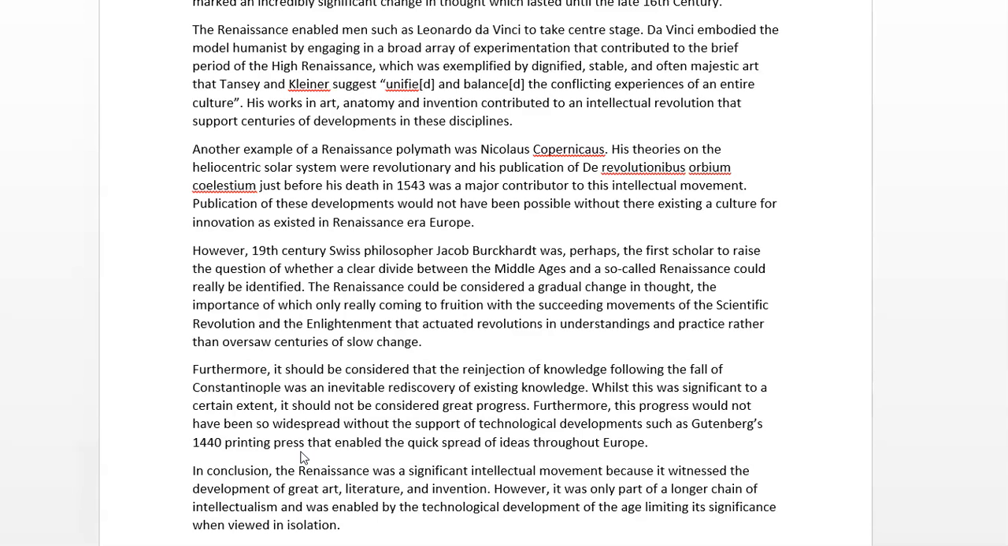Okay, so the last part of this essay then, you need to have a conclusion that summarises all of your arguments. It doesn't need to be long because this is obviously timed. It's a timed essay, you only get 45 minutes to write it. So I've written, in conclusion, the Renaissance was a significant intellectual movement because it witnessed the development of great art, literature and invention. However, it was only part of a longer chain of intellectualism and was enabled by the technological development of the age, which limited its significance when viewed in isolation.